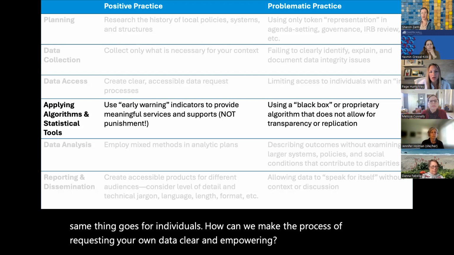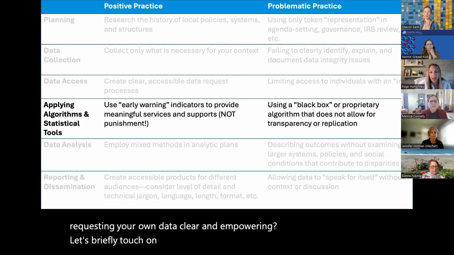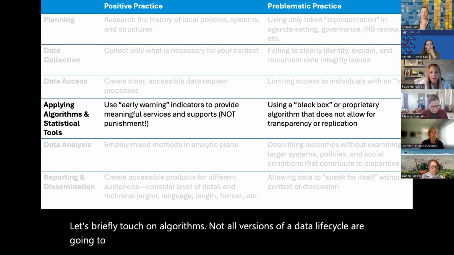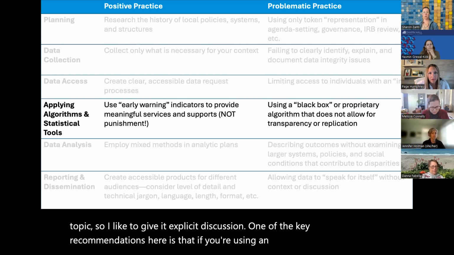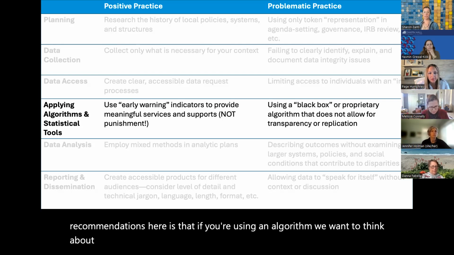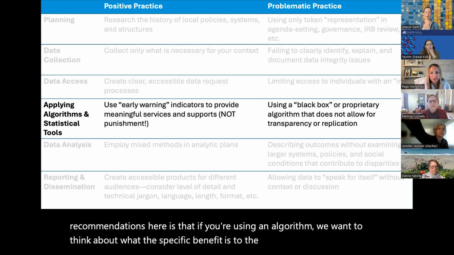Let's briefly touch on algorithms. Not all versions of a data lifecycle are going to break this out as its own separate stage, but this is such a hot topic, so I like to give it explicit discussion. One of the key recommendations here is that if you're using an algorithm, we want to think about what the specific benefit is to the people whose data are feeding the algorithm.